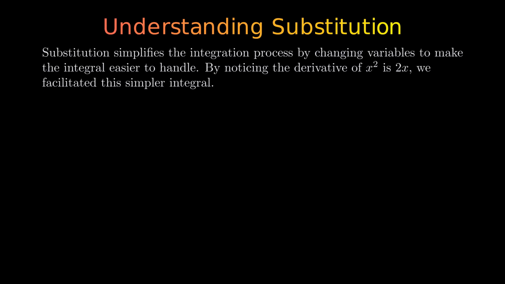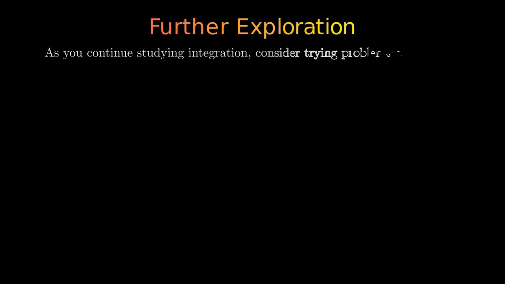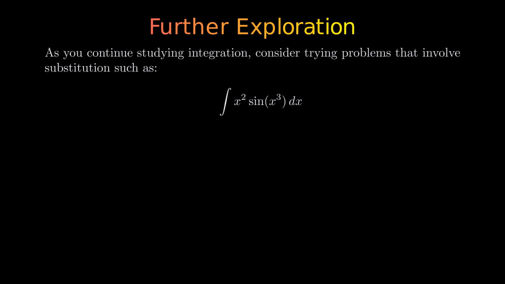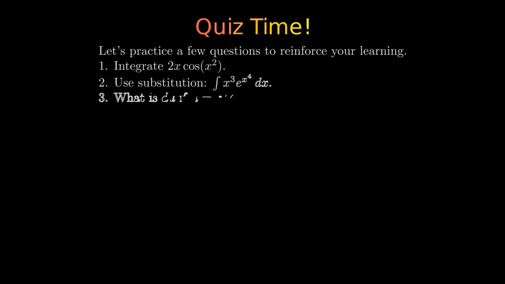Recognizing that we've defined u as x squared allows us to replace the expression 2 times x times dx with just du. This clever transformation makes our original integral much simpler, aligning perfectly with our substitution strategy.